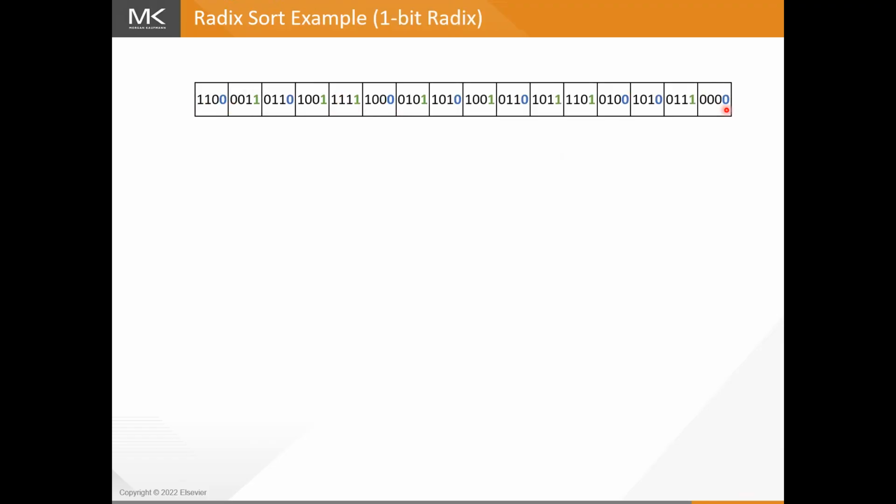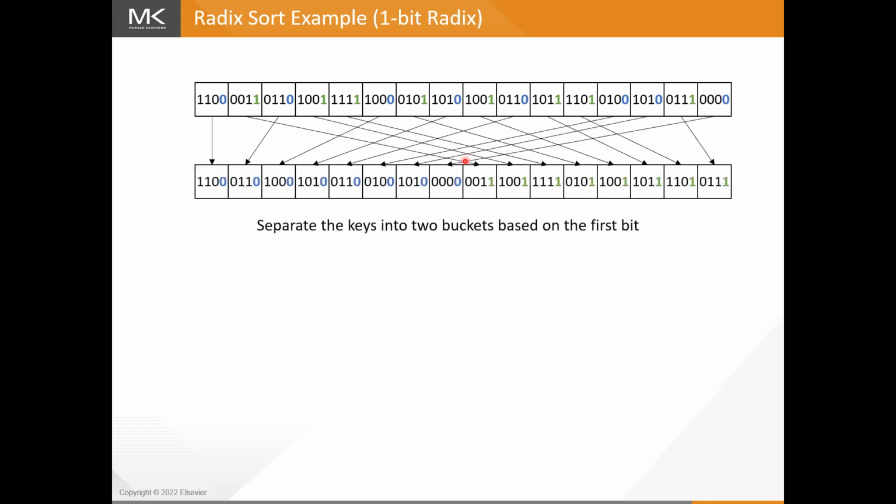And then I will separate my keys into buckets based on the value of this least significant bit. So I'm going to take all my keys whose least significant bit is 0, and put them next to each other in a bucket. And then I'll take all my other keys whose least significant bit is 1, and I will put them also next to each other. Okay, so I've taken my elements and I have partitioned them into 2 different sets.